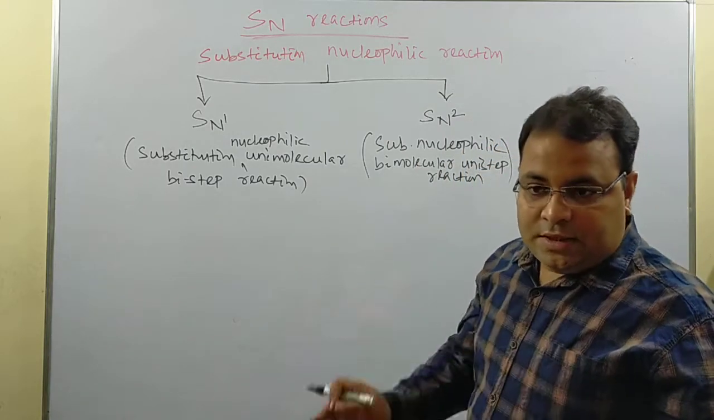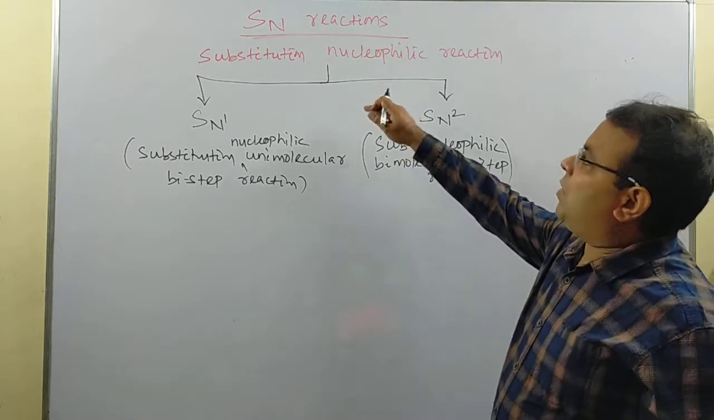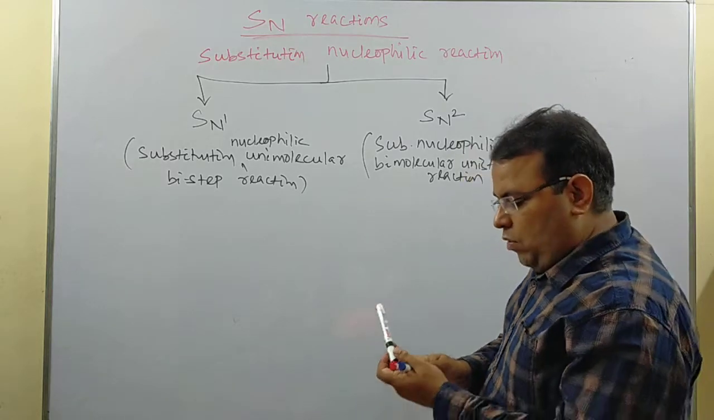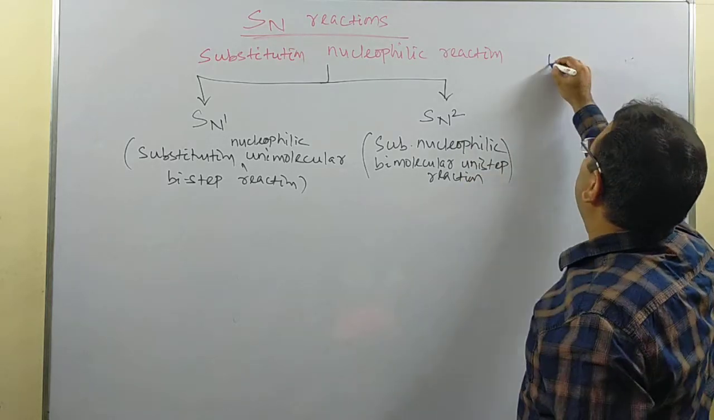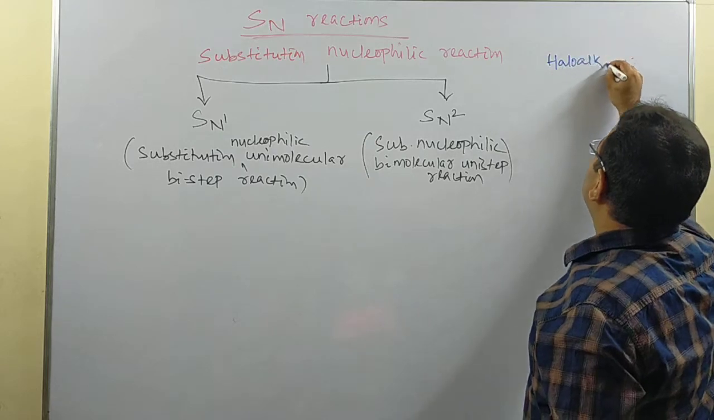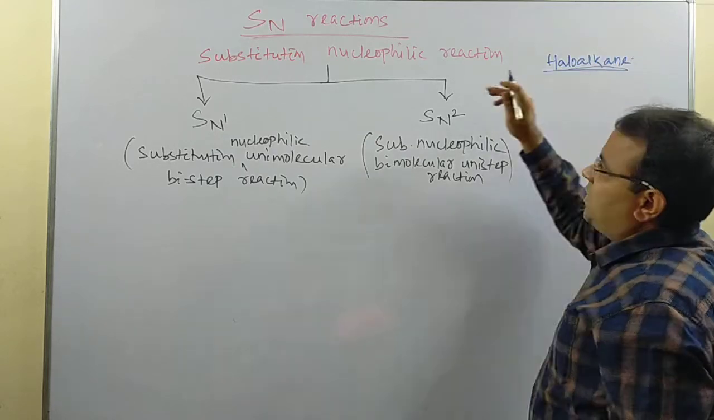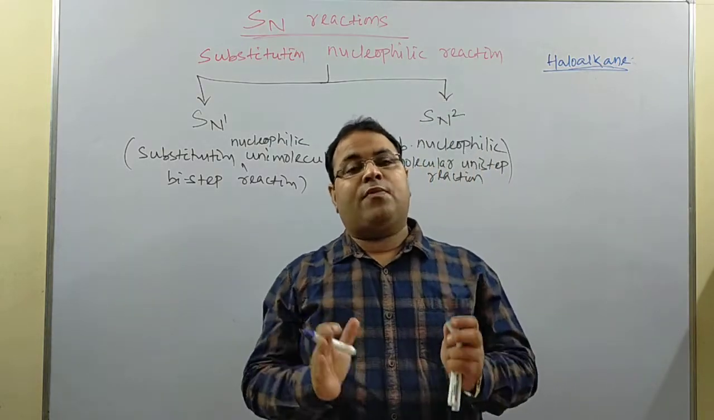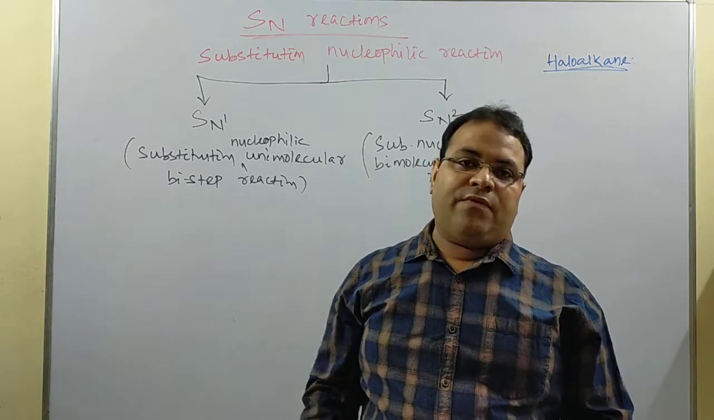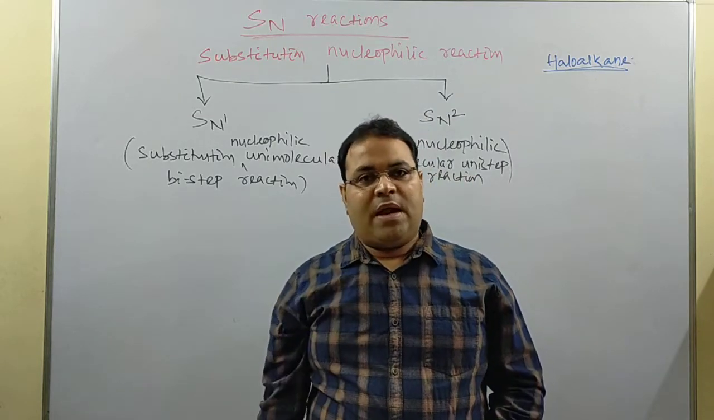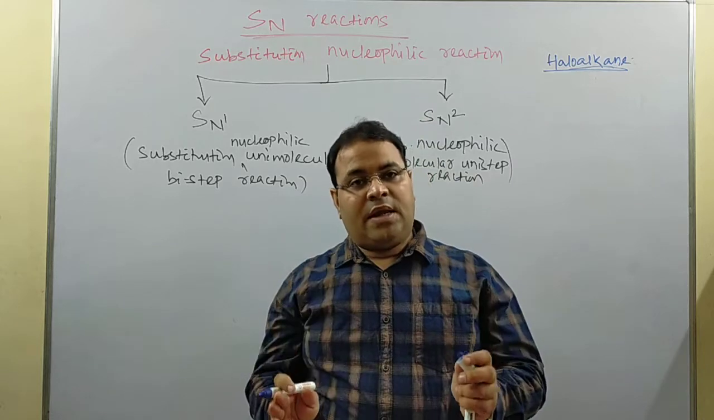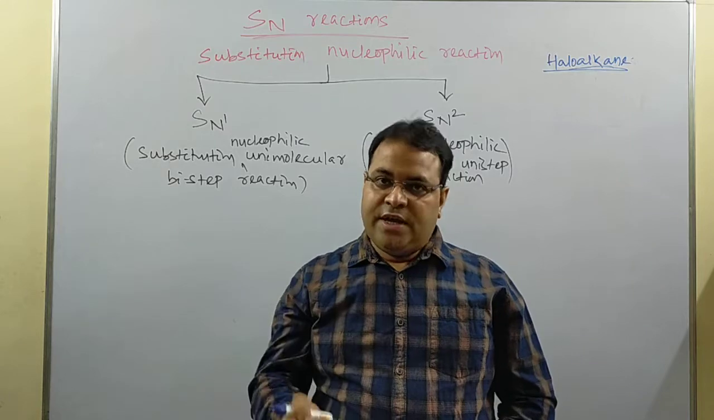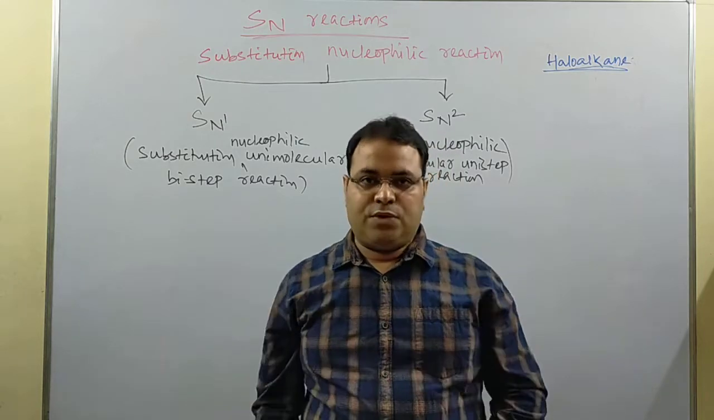Let us think about an example. It can be shown by many molecules, and haloalkane is one of them. Now I am writing here haloalkane. Haloalkane shows SN reactions, both SN1 and SN2. So first we will think about the types of haloalkane. Depending upon the degree of the carbon where the halogen is attached, haloalkane is classified into three major types: 1 degree, 2 degree, and 3 degree, and along with that, methyl halide is also there.